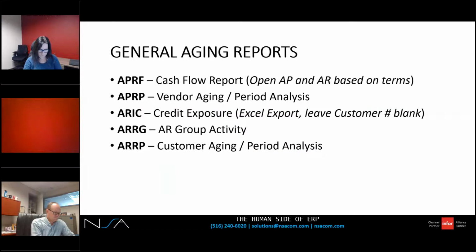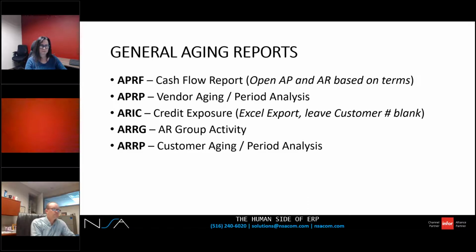Continuing on, general aging reports. So regular aging reports, there are two of them in the system. You have your vendor aging, which is the APRP, and you have your customer aging, which is ARRP. But there are three other reports or report type functions in the system that are underutilized because people don't realize they exist. So there is within SX.e a cash flow report, and it's called APRF. And what that does is it prints out the open receivables and payables and nets them based on their terms. It's very handy to have for cash flow forecasting.